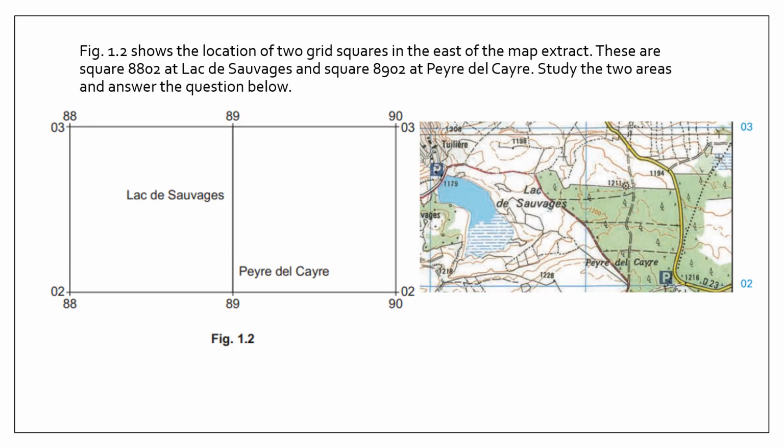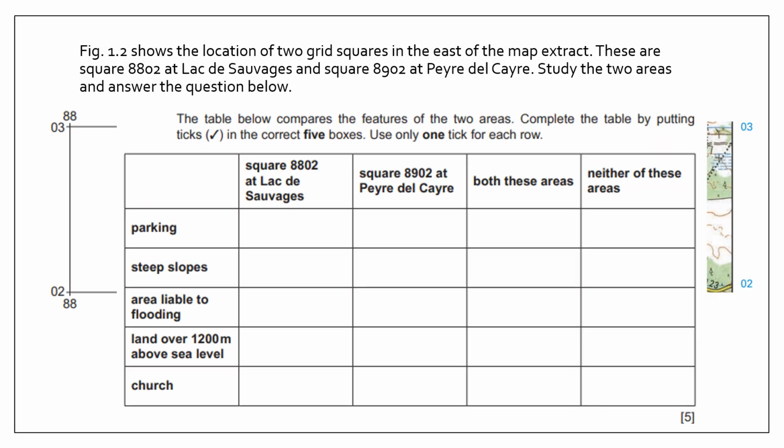Okay, so another common question is you get given a small area, usually 2 different grid squares, and you have to compare the 2. And from that, you have to decide if certain features appear in either square, both of the squares, or none of the squares. So really, you need a key for this and take a little bit of time.